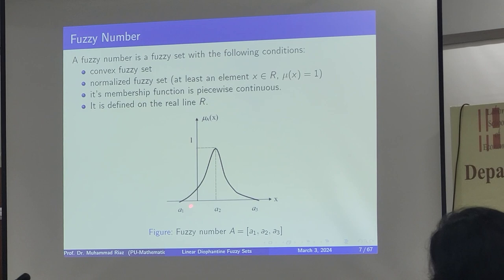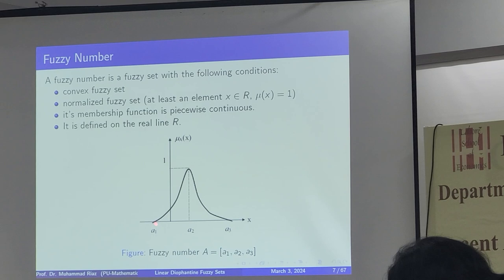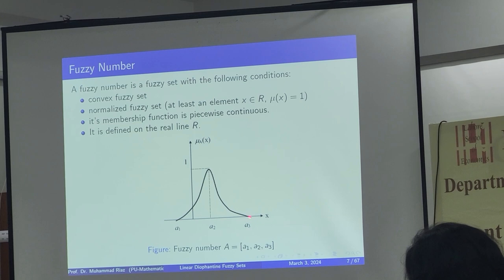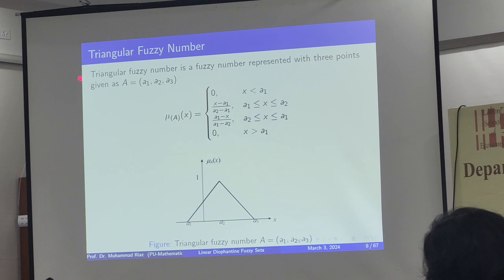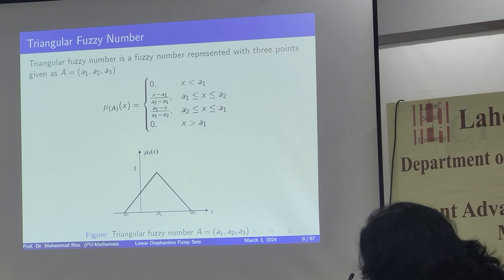So here we have the whole real line, and the fuzzy number can be represented by 3 points, A1, A2, A3. The membership is 0 for all points less than A1, and the membership is again 0 for all points greater than A3. So this is a piecewise definition of a triangular fuzzy number. It can be represented by A1, A2, A3, and these values can be computed by the simple equation of a straight line.